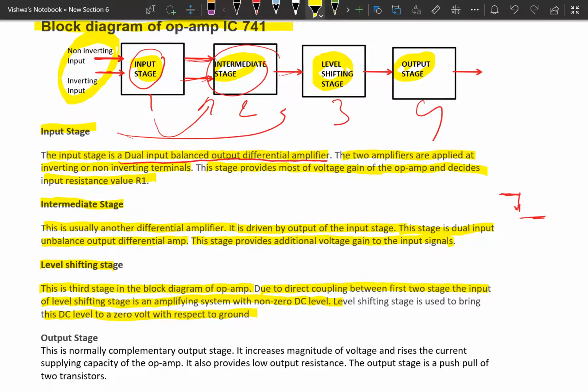The last stage is the output stage. This is normally a complementary output stage. It increases the magnitude of the voltage and raises the current supplying capacity of the op-amp. It also provides low output resistance. The output stage is a push-pull transistor pair. This is the block diagram of the IC741. In our syllabus they have not mentioned this part, the block diagram, but it is also a little bit important concept.